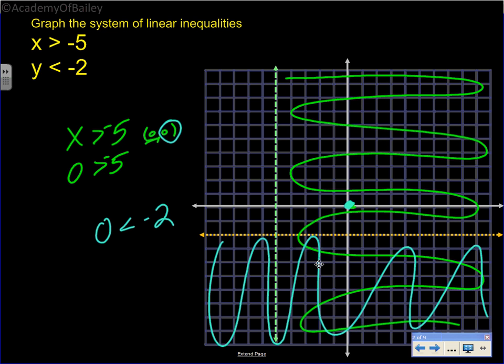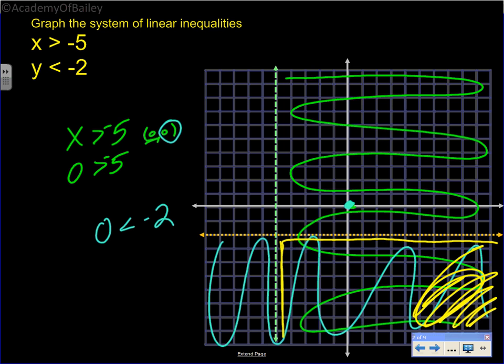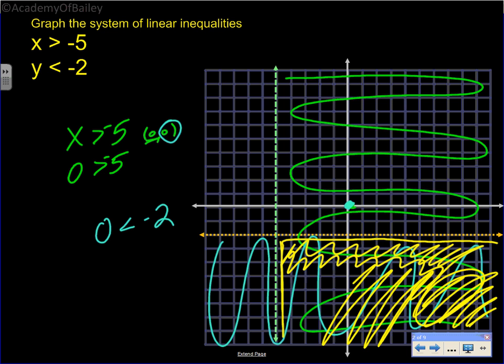And where do they intersect? Where do they cross? It is this section here. That's the overlapping part, and that is the graph of the system of linear inequalities x is greater than -5 and y is less than -2.